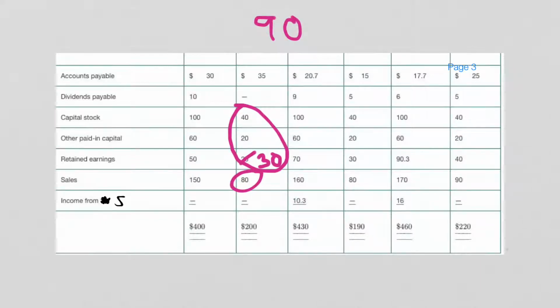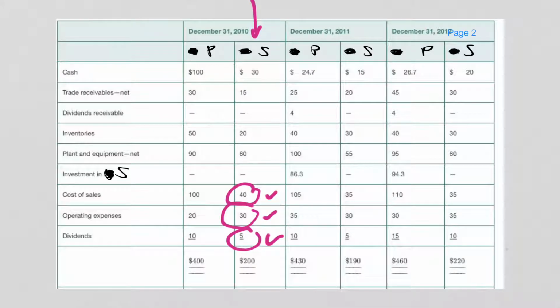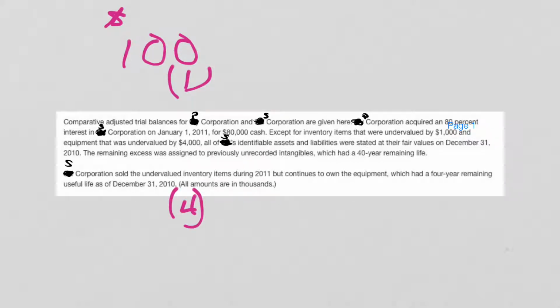What did they pay? Let's go back. They paid $80,000 for an 80% interest. So that implies a total fair value of 100. So we'll write that down, 100, and we know that 1 belongs to inventory, 4 belongs to the equipment. The difference would be to the intangible.